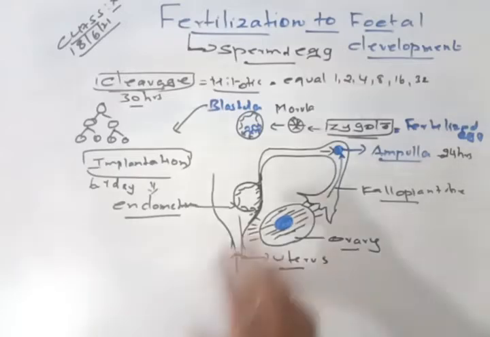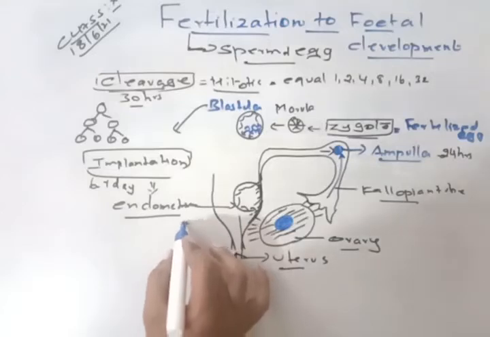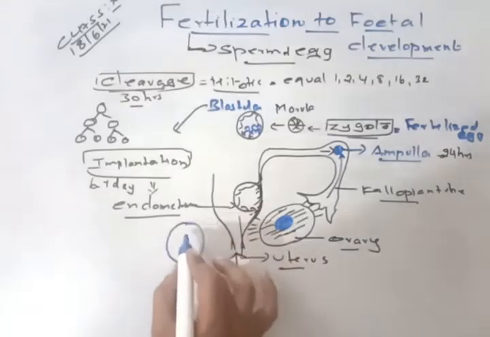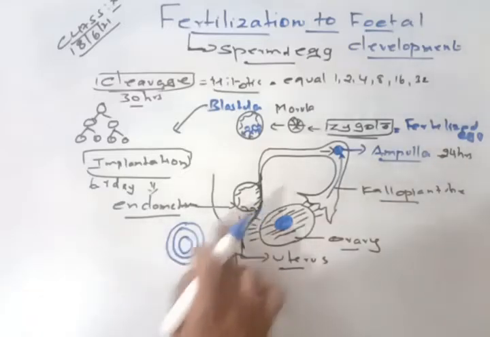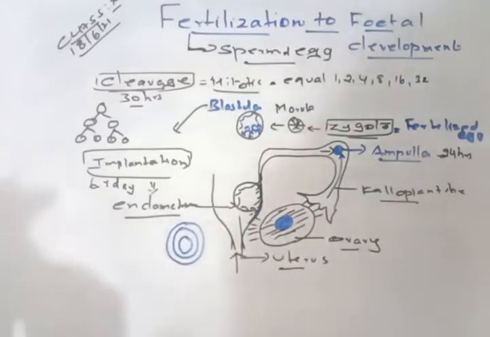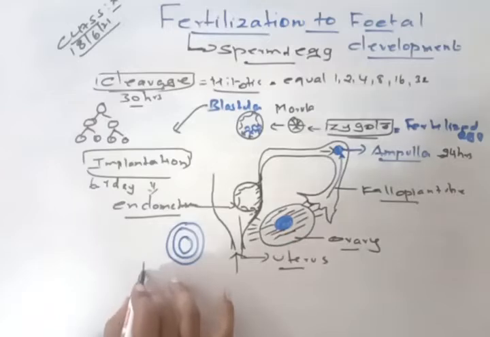And when it comes here, it forms 3 layers. 1, 2 and 3 layers will be formed in this area. So these layers are called the primary germ layers.